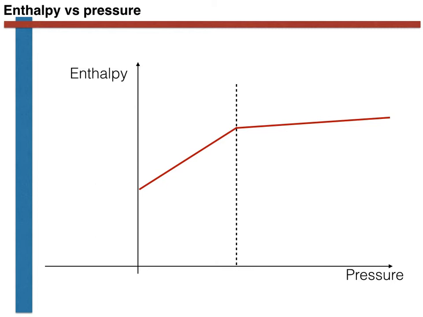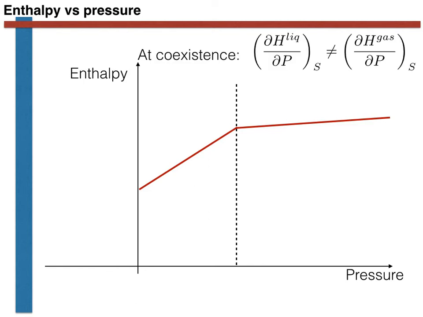We know that the derivative of a function at every point is equal to the gradient of a tangent to the curve. Thus, if our function has a discontinuous derivative, this suggests that the gradient will change abruptly at the point where the derivative is not continuous. In other words, our curve will have an abrupt dogleg at the coexistence value because the volume of the liquid and gas are not equal, and because the volume is equal to the partial derivative of the enthalpy with respect to the pressure.